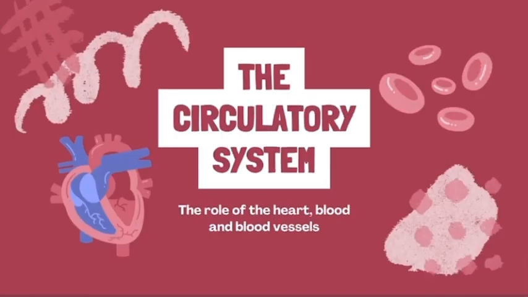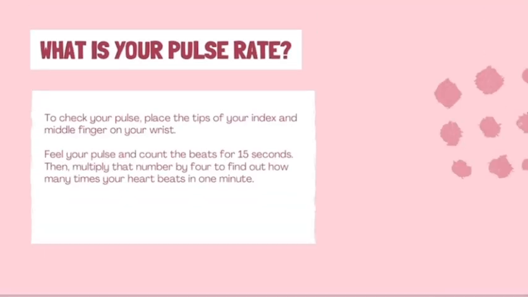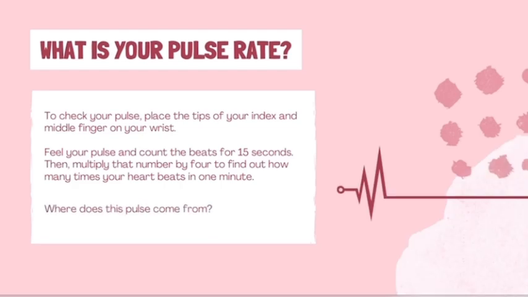The circulatory system. What is your pulse rate? To check your pulse, place the tips of your index and middle finger on your wrist. Feel your pulse and count the beats for 15 seconds. Then, multiply that number by 4 to find out how many times your heart beats in 1 minute. Where does this pulse come from?